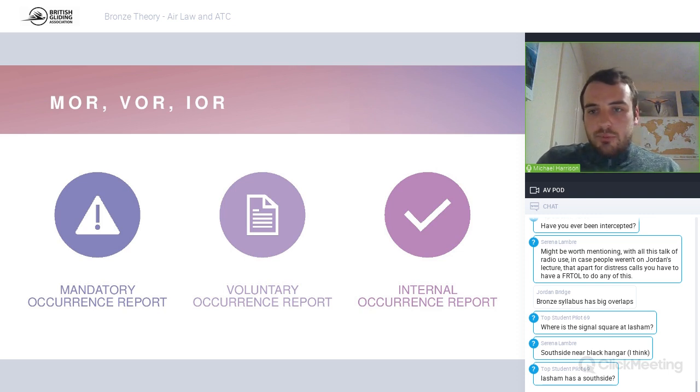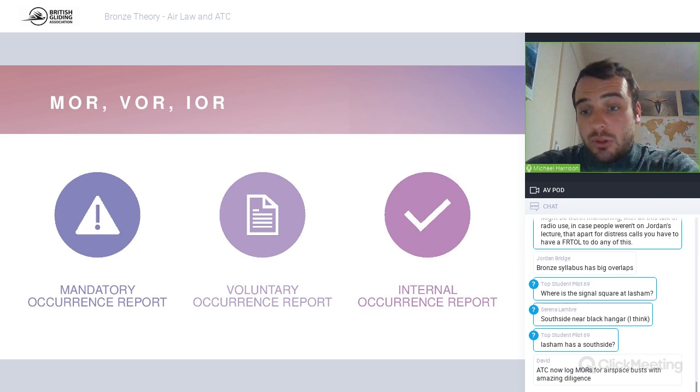And internal occurrence reports are things that don't go to the CAA. They're filed in line with organisational safety management systems. The BGA has a safety management system. Individual gliding clubs are now starting to get safety management systems too. They will normally have a policy on what should be reported and what shouldn't, but ultimately you can report anything that you need to report.